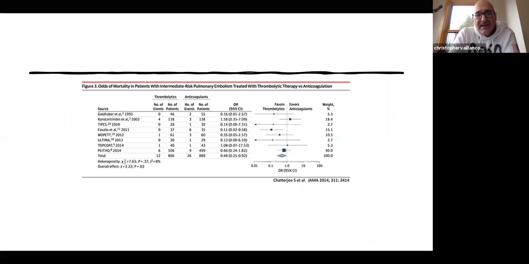When you take all the evidence for patients with intermediate risk pulmonary embolus or submassive pulmonary embolus treated with thrombolytic versus anticoagulation, the odds ratio probably favors thrombolytic therapy slightly.